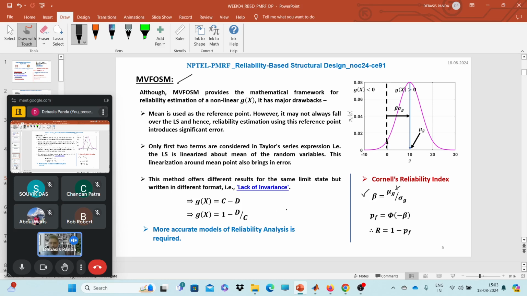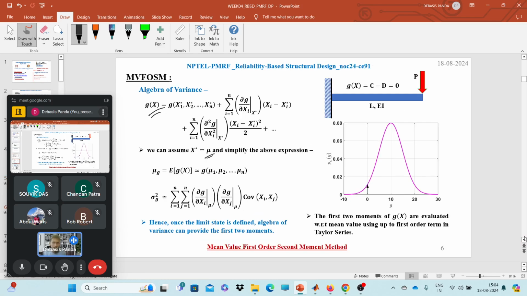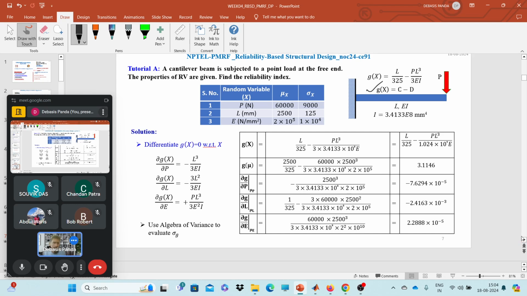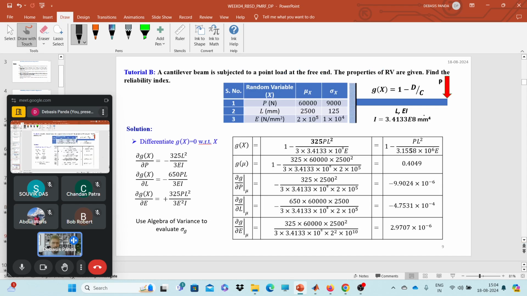We have seen that MVFOSM has some limitations, like the lack of invariance problem. What is that problem? If we have the limit state g of x in the form of capacity minus demand and we change the limit state to another format, our problem remains the same, but the final estimate of beta and pf will change. We solved the cantilever beam problem, first considering g(x) equals c minus d, and then again considering 1 minus d by c.